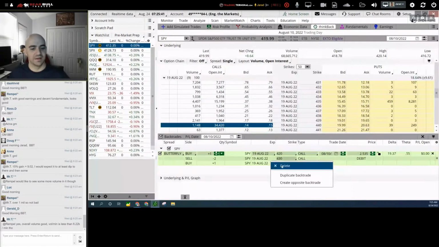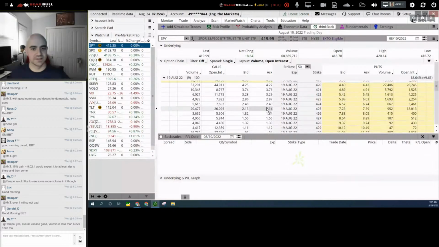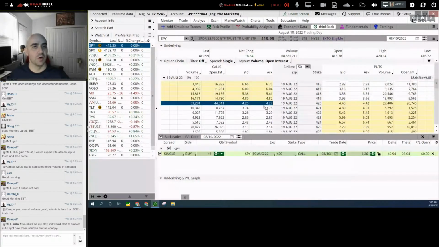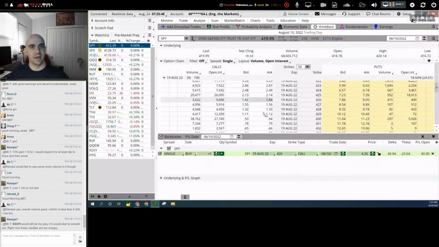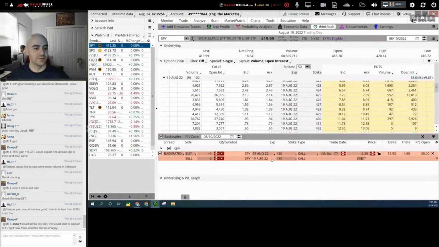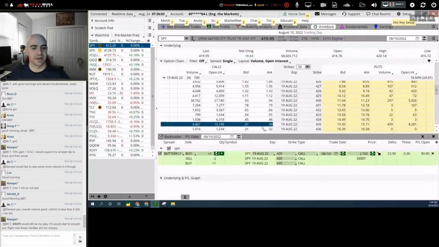One other way to do this, and I'll have to delete the spread here, is let's say you don't want the evenness of a butterfly. You actually still want that ratio aspect. You just want to cap off your risk. In this way, you're going to sell 2 of your 430s, and here you're going to buy back a 435. This is still a butterfly. It's going to be labeled as a butterfly. It's just not an even butterfly. The wings are slightly different widths.